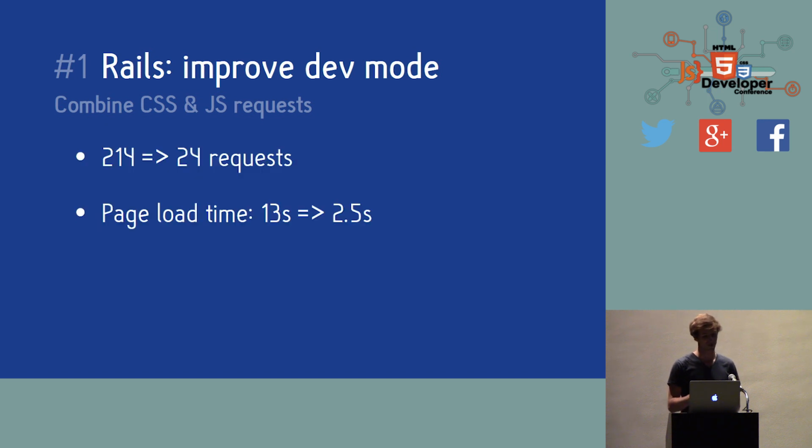What happened for us is that from 214 requests, we came down to 24. Again, this is in development mode, so we have way smaller requests in production. It brought down our page load time from 13 seconds to 2.5. That does include 5 JSON requests as well.